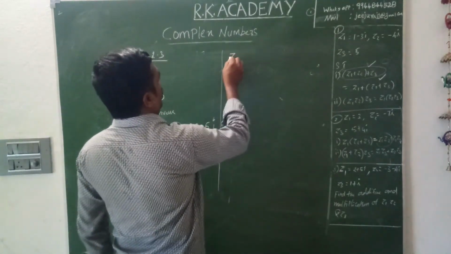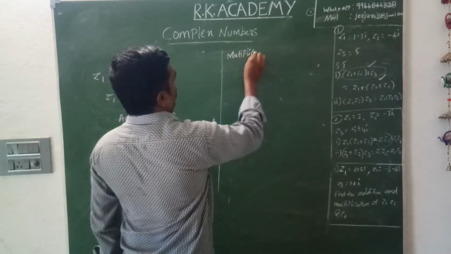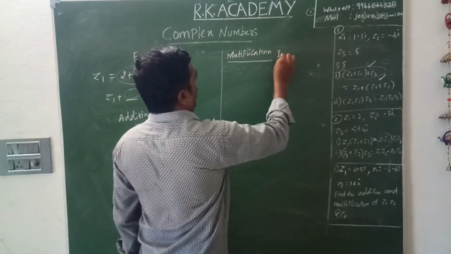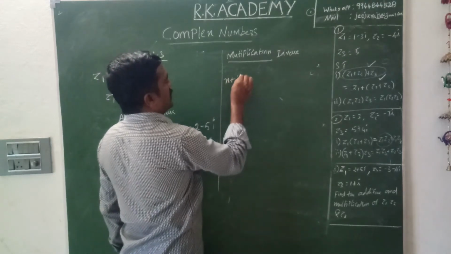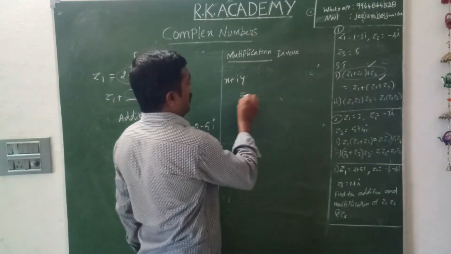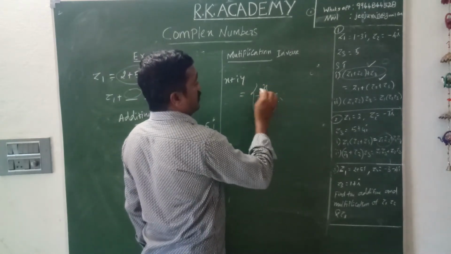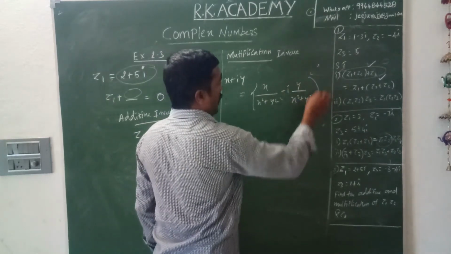Multiplication inverse. How to find? We know the formula. x plus iy is a complex number. The inverse of x plus iy is equal to x by x square plus y square minus i into y by x square plus y square.